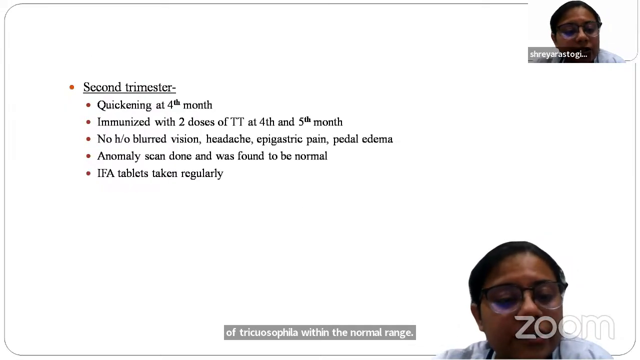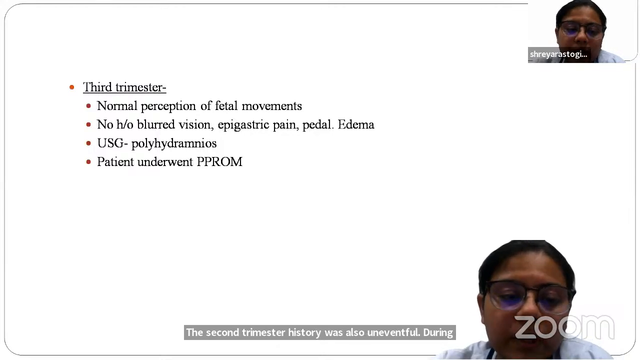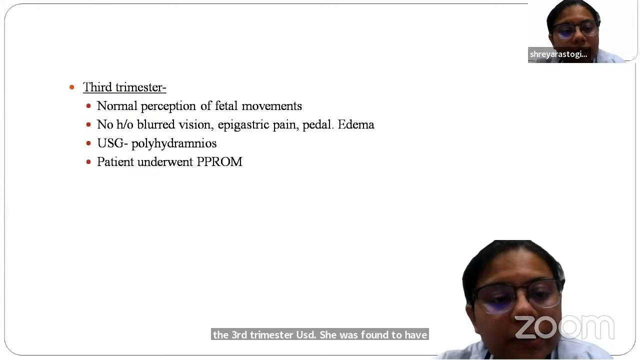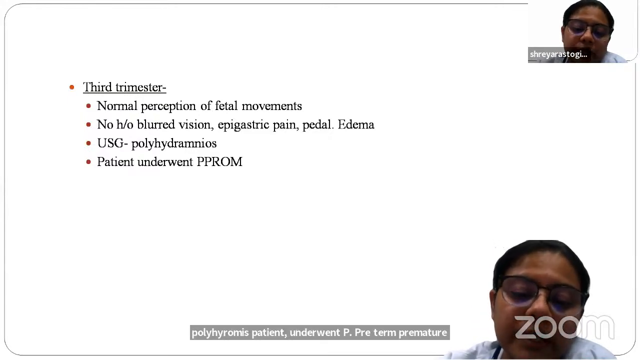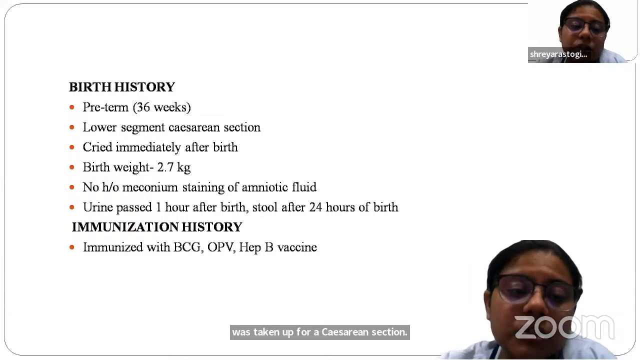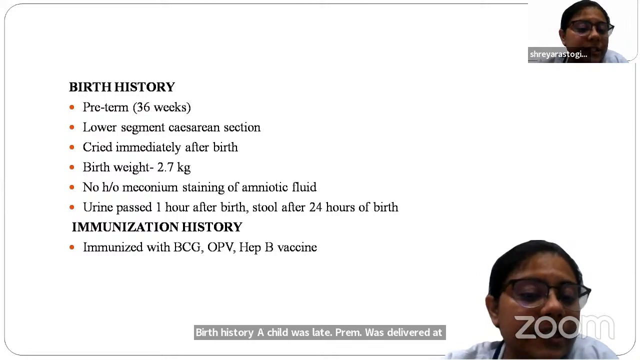The second trimester history was also uneventful. During the third trimester USG scan, she was found to have polyhydramnios. She underwent preterm premature rupture of membranes, and because of maternal request was taken up for a cesarean section. Birth history: our child was late preterm, delivered at 36 weeks of gestational age via lower segment cesarean section.